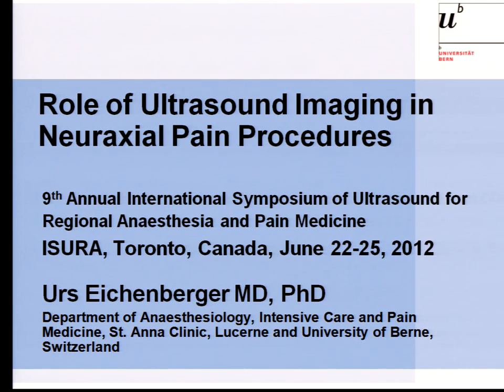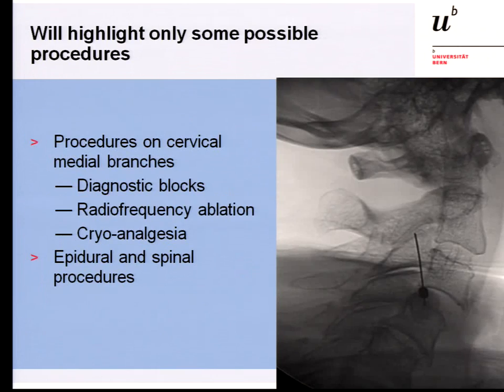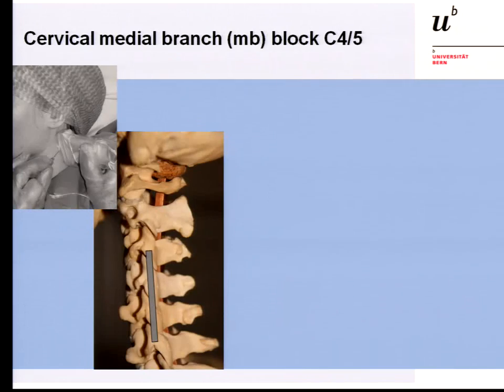Okay, the role of ultrasound imaging in neuraxial procedures. I will show only some possible procedures. I believe that the procedures on cervical medial branches, diagnostic blocks, radiofrequency ablation or cryo-analgesia, have a future because we can see the nerves. Then I will talk a little bit about the possibility of epidural and spinal procedures and whether they can help us in difficult conditions or not.